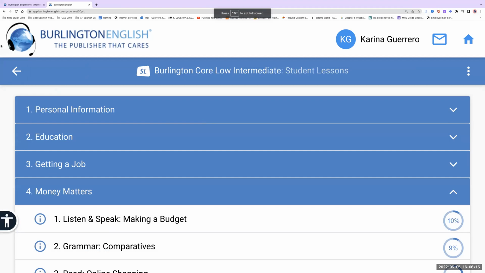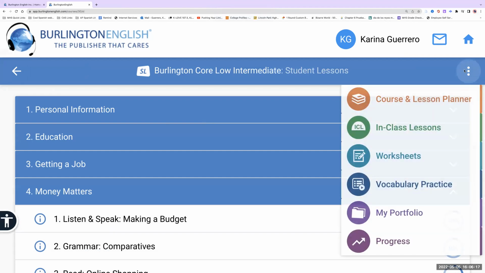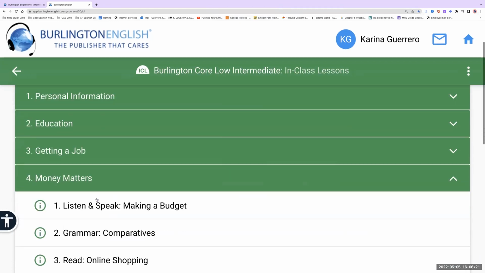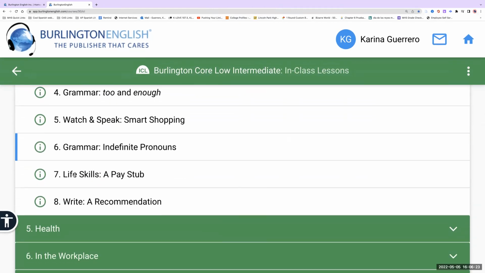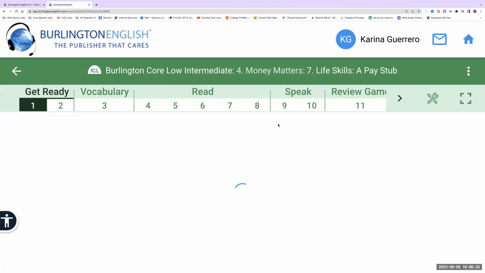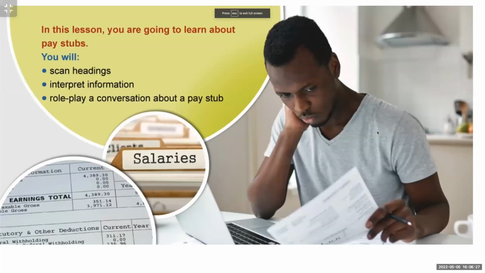So with that said, I'm going to go back to ICL in-class lessons, and we are moving on to life skills. One of the things that we want to make sure that all students in ESL learn are also life skills. In this lesson, you are going to learn about pay stubs, scan headings, interpret information, and we're going to role play a conversation about a pay stub.